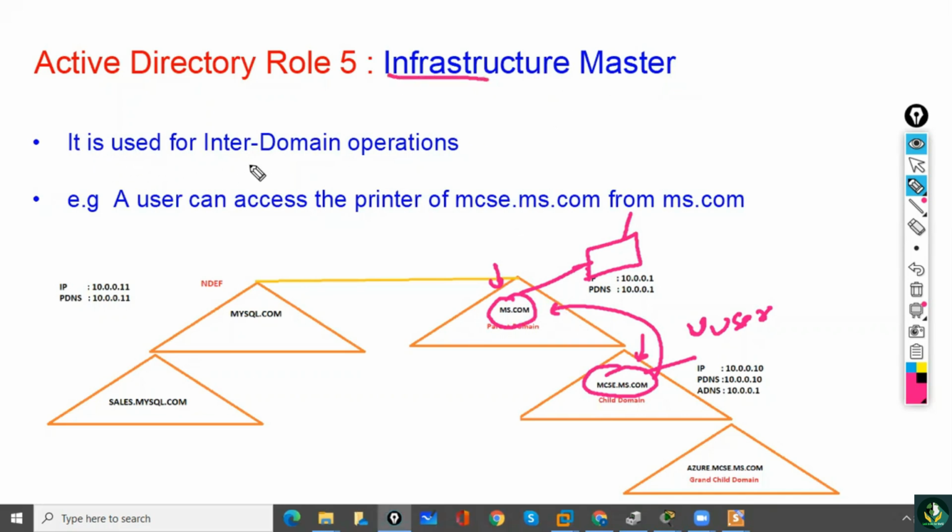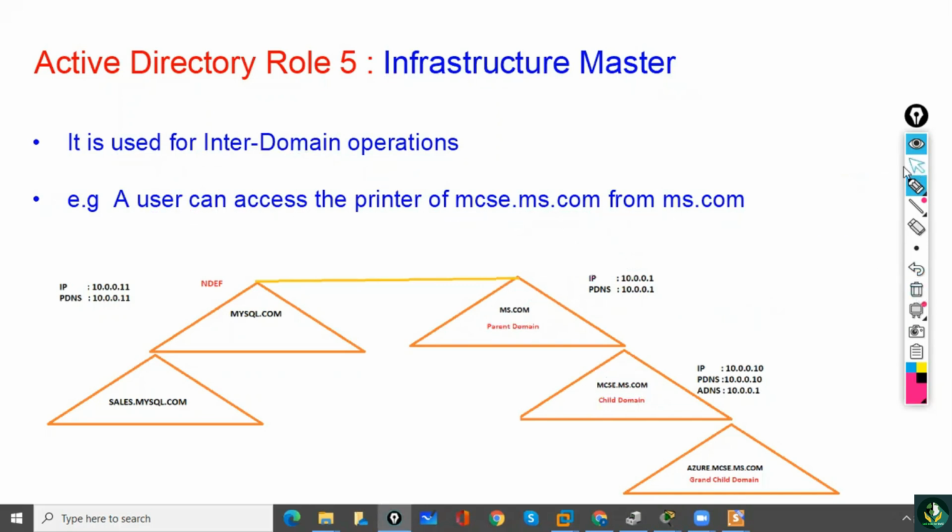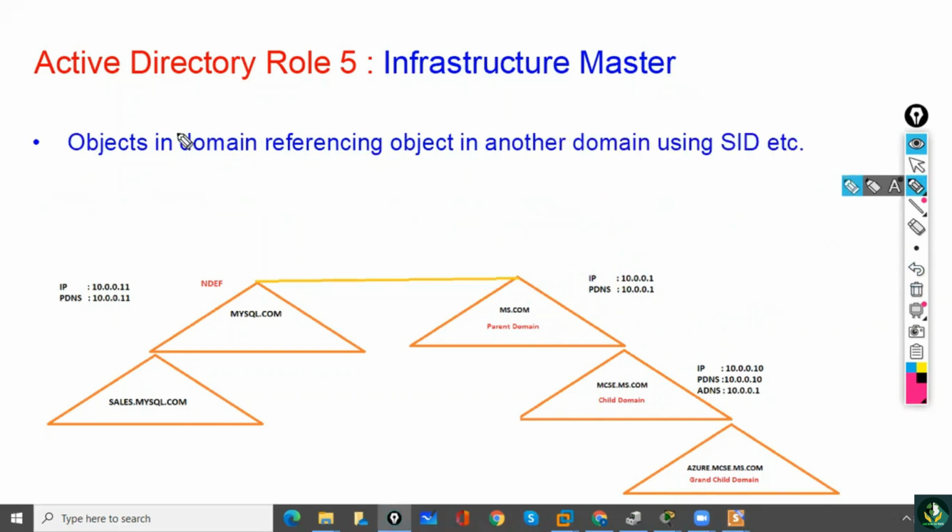So it is used for inter-domain operations. A user can access the printer of mcsc.ms.com from ms.com. So objects in a domain reference objects in another domain using SID. So how are they referencing the other objects using this SID?